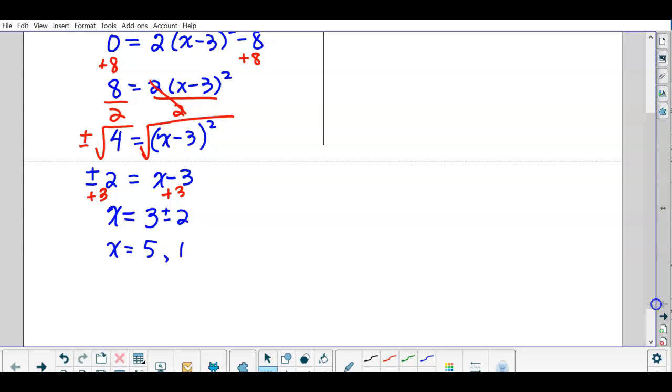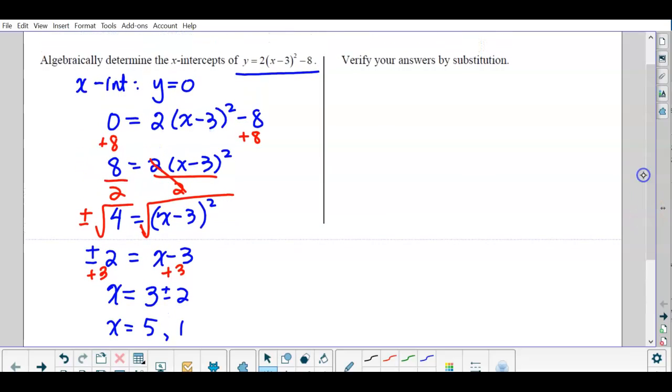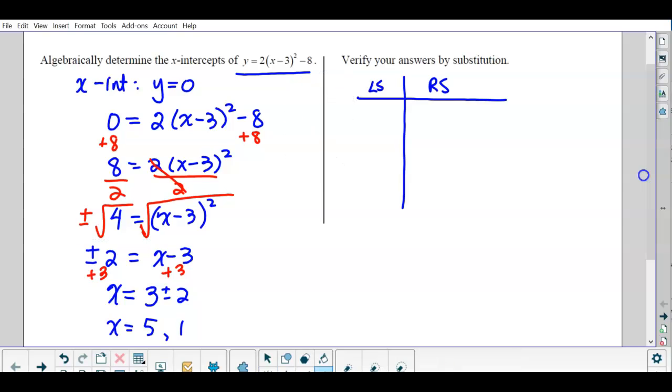Okay, it says verify your answers by substitution. So verifying, so x equals 5. Left side of my equation, right side. So here, actually, we'll just do it in coordinate form, right? So x-intercept of 5 is 5, 0. So we put 0 in for y. We got 2 times 5 minus 3 squared minus 8. Check out, make sure the right side equals 0.